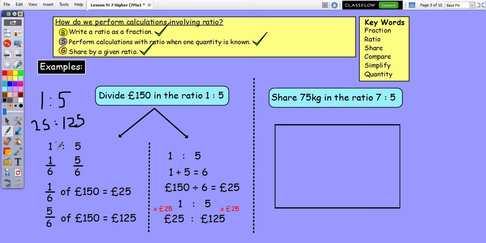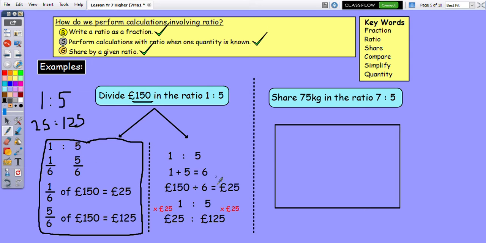Okay, so when we get a question like this, it's just a shorthand way of writing a fraction of an amount, and that's all it is. Okay, so if we look at the answer here, 25 and 125, if I add them up, I get 150, which is what I should get because that's all the money I've got. Okay, so this person here gets 1/6, this person here gets 5/6. Okay, now that is an excellent way of answering this question.